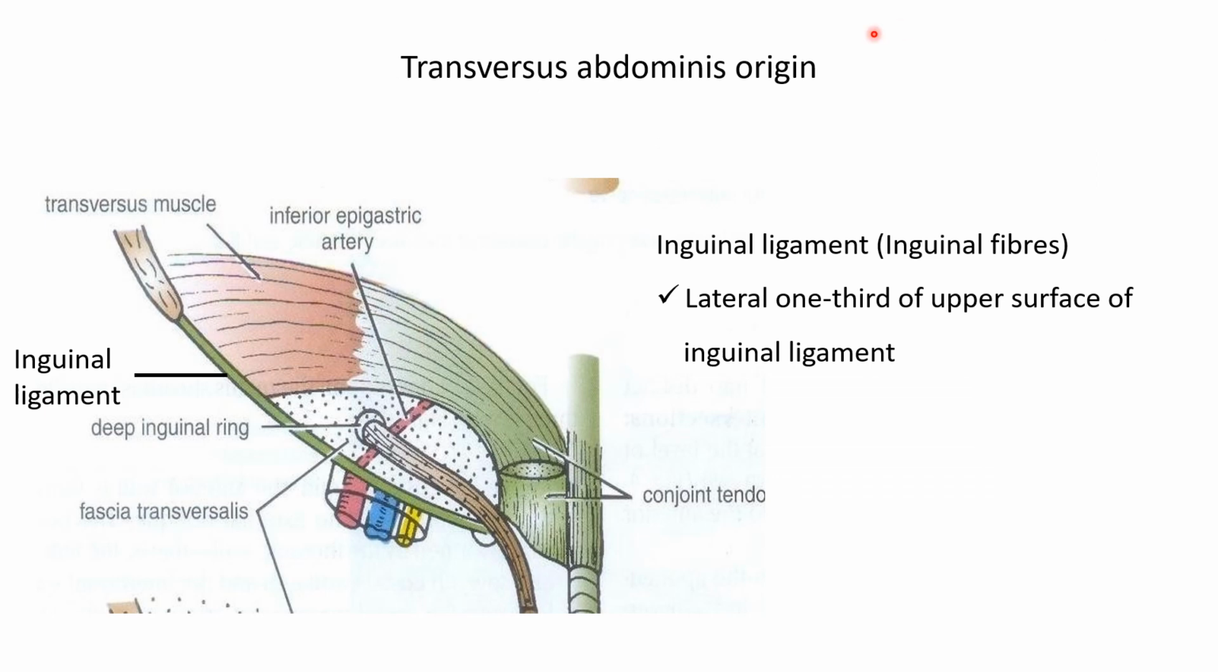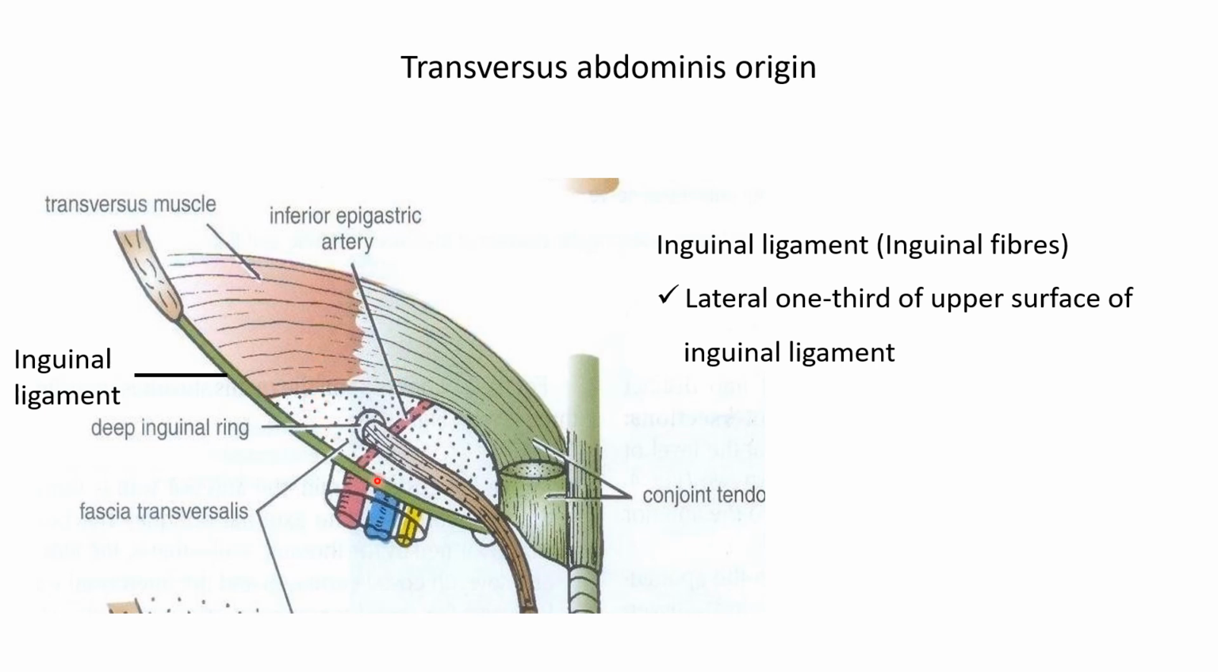Now concentrate on this picture where you can see the transversus abdominis muscle that is taking origin from the lateral 1/3 of the inguinal ligament. But these muscle fibers do not form the anterior wall. It forms the roof of the inguinal canal.